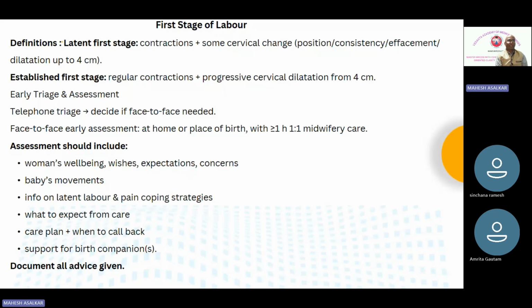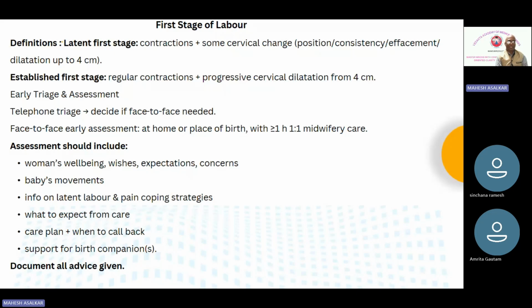Before the first stage, there is a latent first stage, that is the contractions and some cervical change, that is the position, consistency, effacement, and dilatation up to 4 centimeters. That is the latent stage. Okay, then the established first stage: there are regular contractions plus progressive dilatation from 4 centimeters onwards.